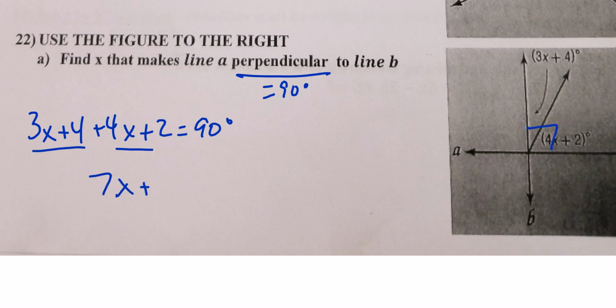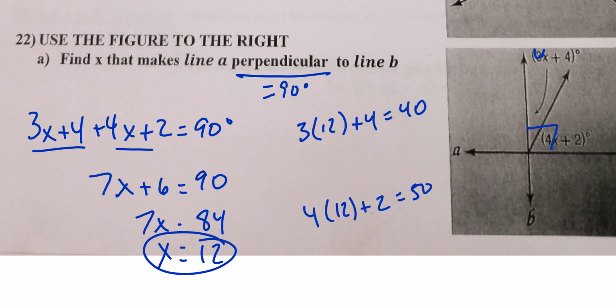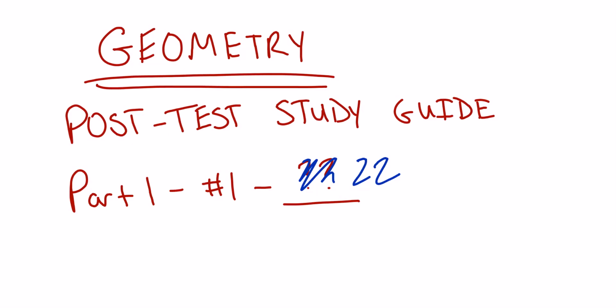Alright, so since this is perpendicular, I have to add these two angles together to get 90. I get 7x plus 6 equals 90. I subtract 6 from both sides, I get 7x equals 84. So then I get x equals 12. Now I got to plug 12 in to get my two angles. And they're 40 degrees and 50 degrees. And that's it. We got the 22 on your study guide.